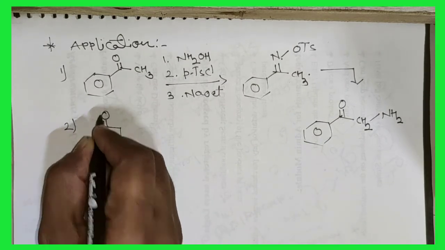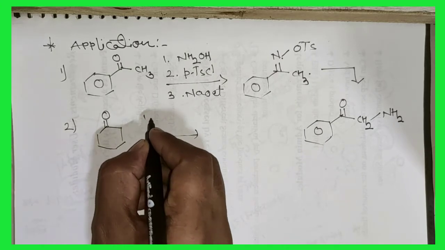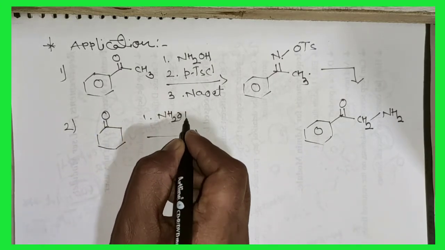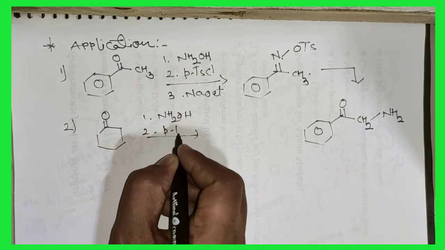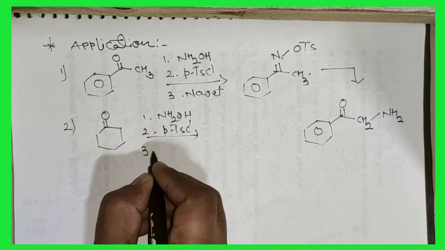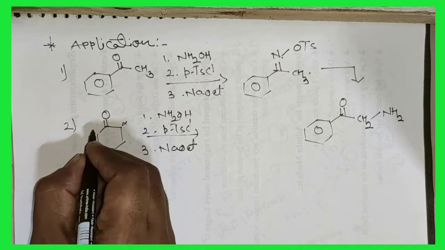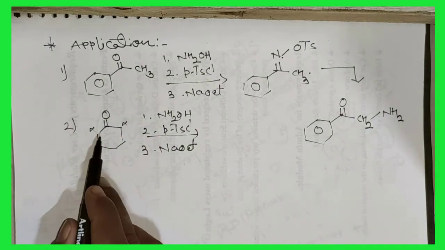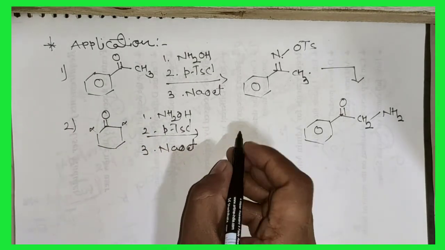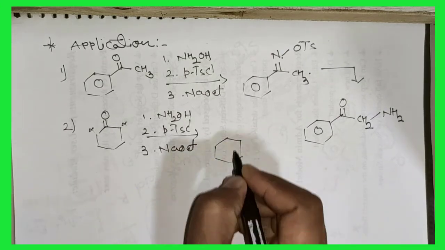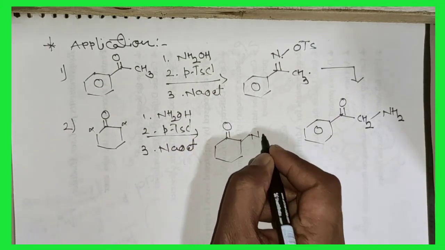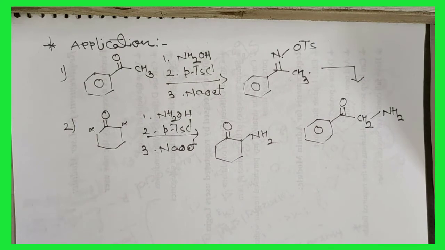Let me take cyclohexanone. Again, the reaction conditions are the same. React with NH2OH, then para-toluenesulfonyl chloride, and third is NaOEt, meaning base. So this is an alpha carbon. This is also an alpha carbon. So you can put the NH2 group at either of these positions. So here NH2. Clear? So alpha amino ketone is the final product.